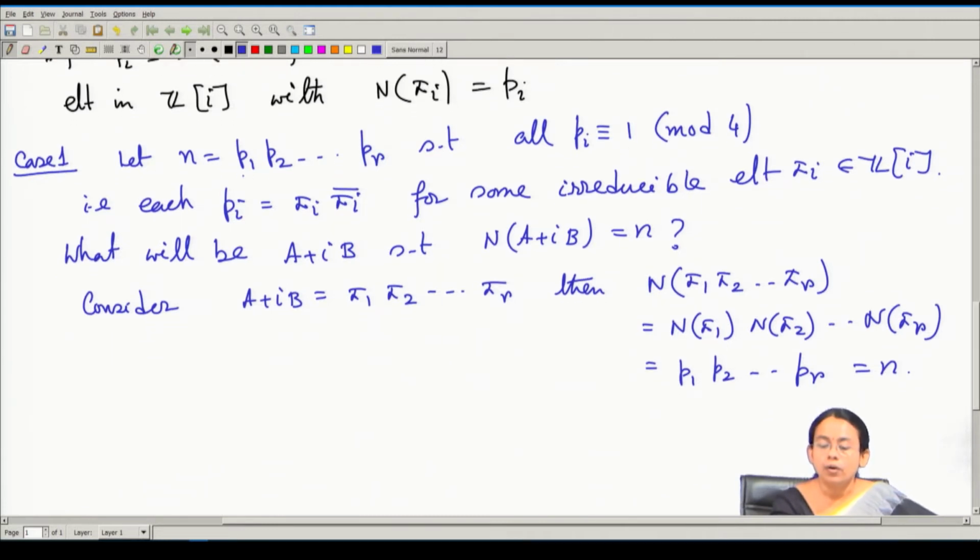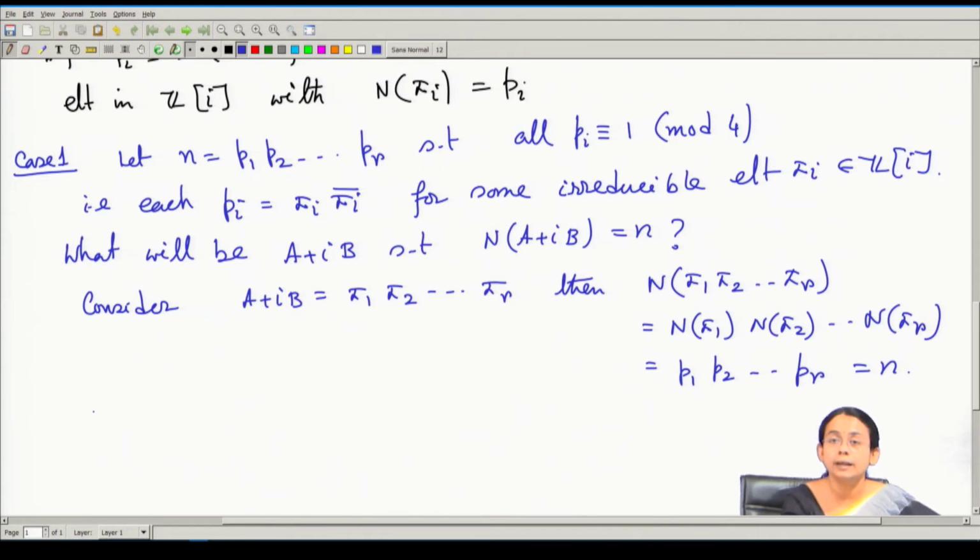So, if all these pi's are congruent to 1 mod 4, definitely I will be able to write this integer as a sum of two squares, and the candidate a plus ib can be found in this way. Instead of pi 1, I could have chosen pi 1 bar also, that would not have affected anything. So a plus ib is not unique; there will be several choices. I can choose each pi_i as pi_i or pi_i bar and take all the combinations, and all of those give you an element a plus ib whose norm is this integer n.